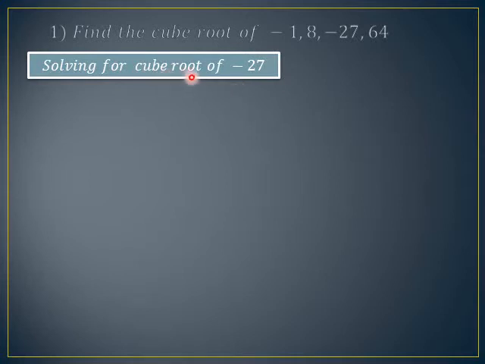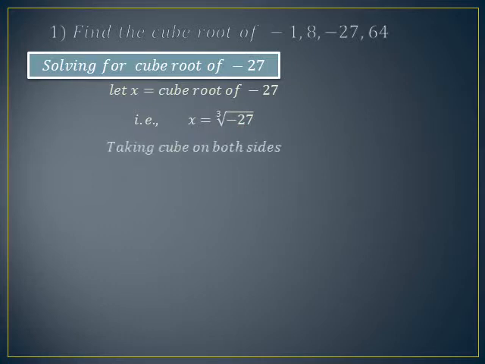As we have to find the cube root of minus 27, we will suppose that the cube root of minus 27 is equal to x. Now changing the cube root into the mathematical form, we get x equals the cube root of minus 27. We have to cancel that cube root, so for cancellation we will take the cube on both sides. It will become x cube equals the cube root of minus 27 whole cube. The cube will get cancelled with the cube root and the remaining terms will be x cube equals minus 27.